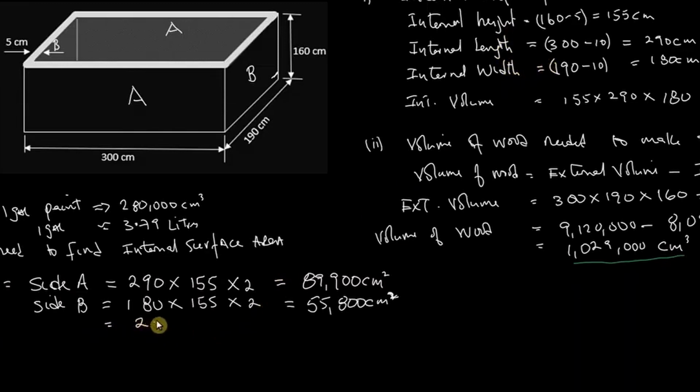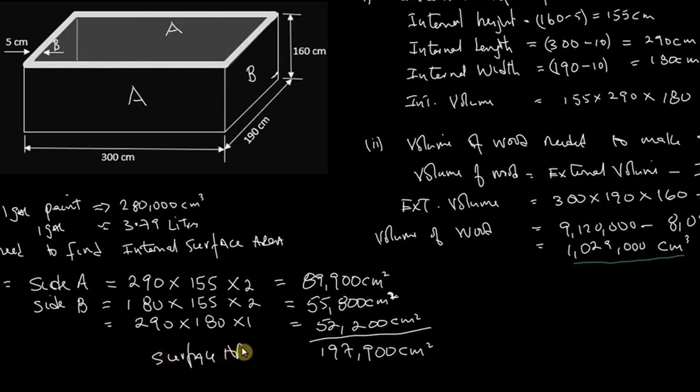And the bottom of the trough is equal to the internal length multiplied by the internal width, which is 290 times 180, and there's only one of those, so that is simply equal to 52,200 centimeters squared. When we add all of these, we get 197,900 centimeters squared as my surface area. That's the surface area of the entire inside of the trough.